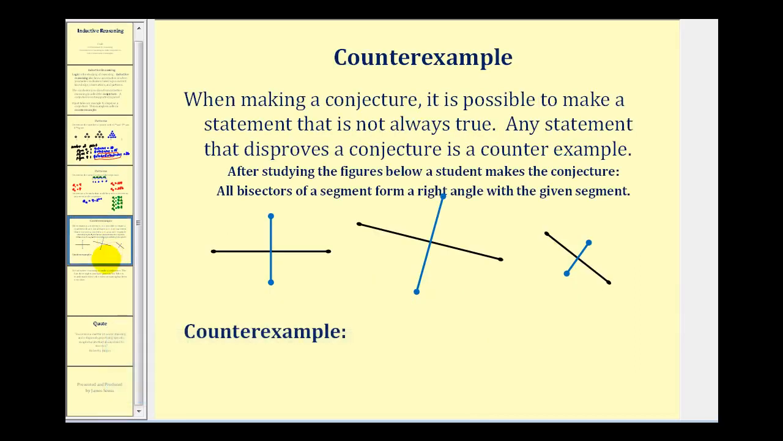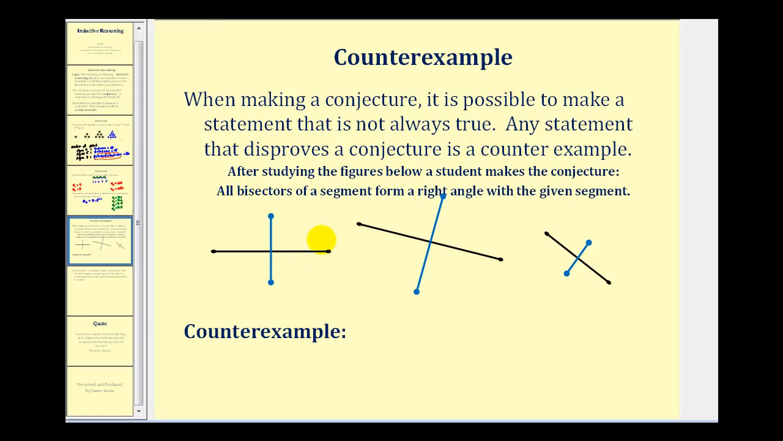Now let's talk about counterexamples. When making a conjecture, it is possible to make a statement that is not always true, and any statement that disproves a conjecture is a counterexample. Here's an example. After studying the figures below, a student makes a conjecture that all bisectors of a segment, pictured here in blue, form a right angle with the given segment. Notice that this problem says bisectors, not perpendicular bisectors.